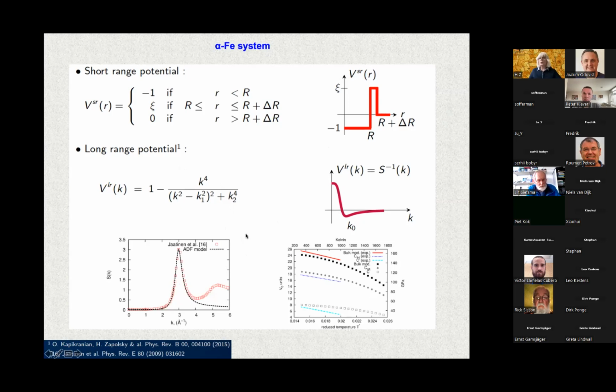And also, to be sure that our potential reproduces some thermodynamic properties of the material, we calculated the bulk modulus and compared with the experimental measurements of C44, C prime, and bulk modulus for alpha iron. We can see that, in spite of this being quite a simple potential, because it's only one minimal potential, as you can see here, it's asymmetric, but anyway, not too complicated a function, we can reproduce quite well at least the elastic properties of the material.